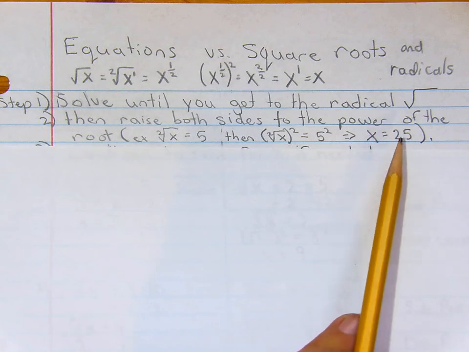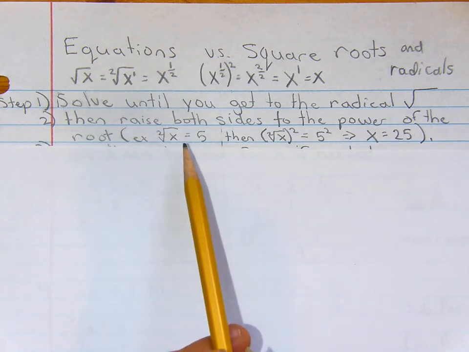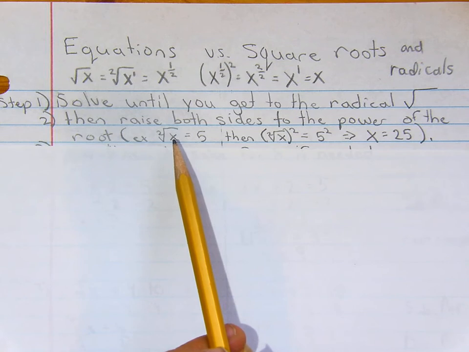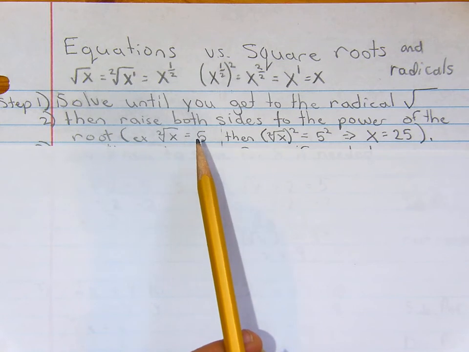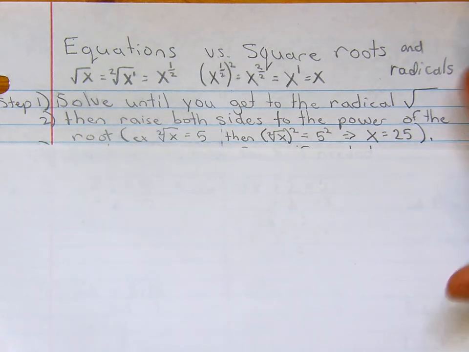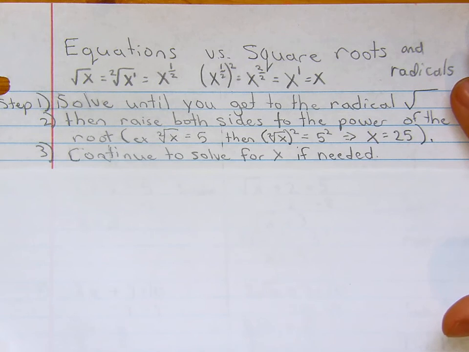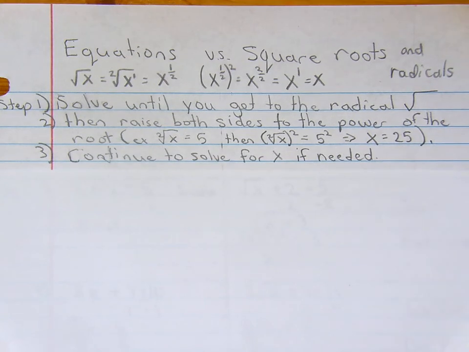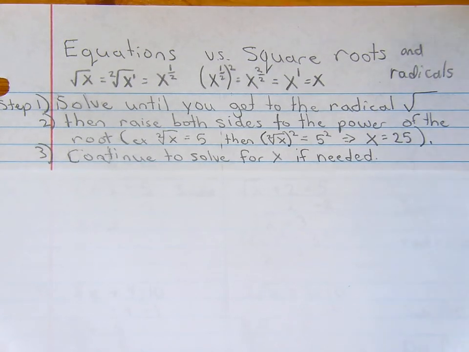And that way, when you plug the 25 back in, you have a true statement that says the square root of 25 is 5. That is true. And if needed, if there's still more underneath your root, then continue to solve for x. So those are the 3 steps that we're going to be looking at.